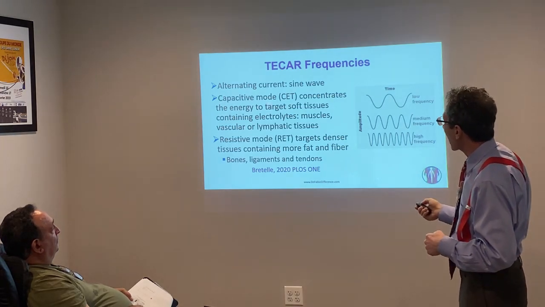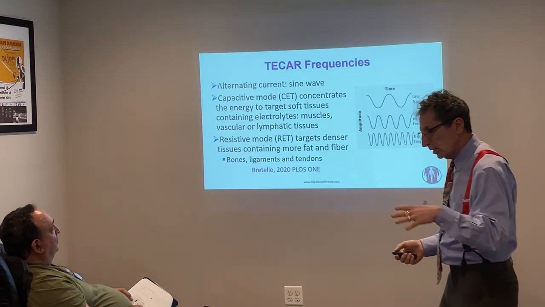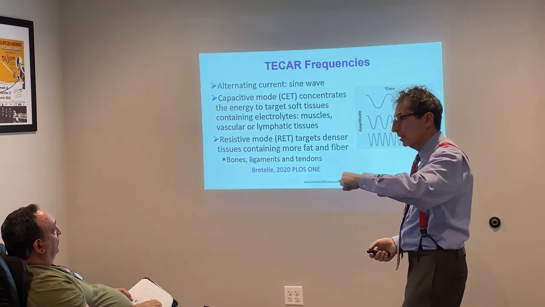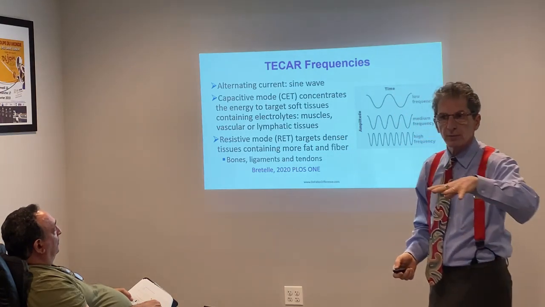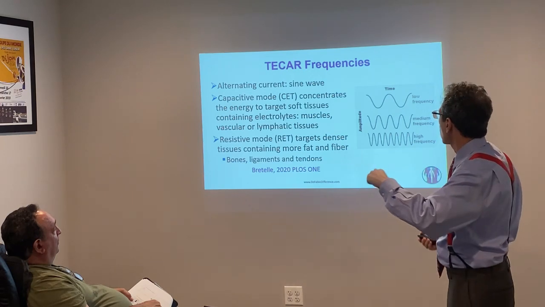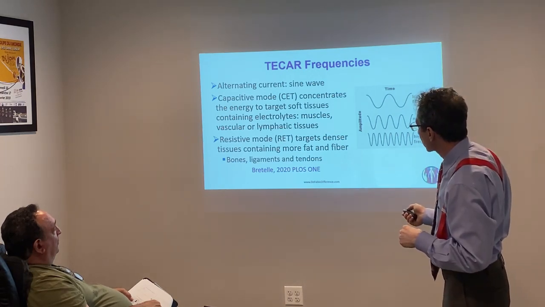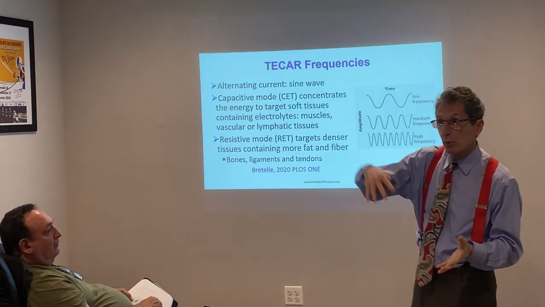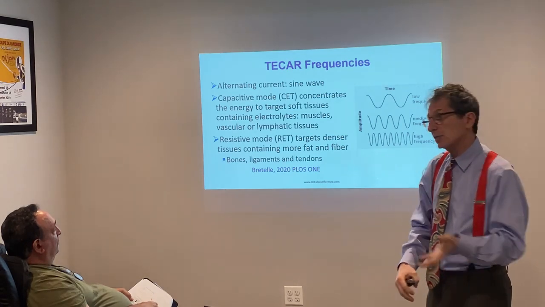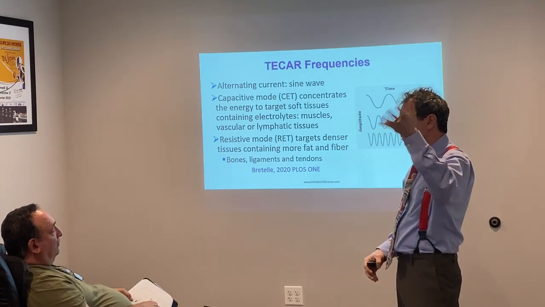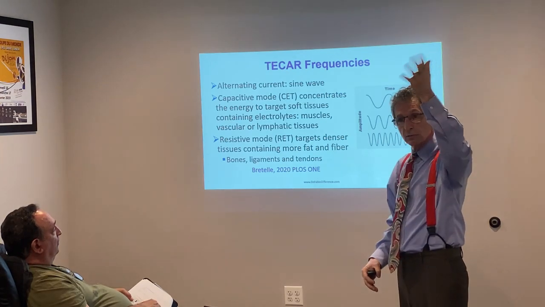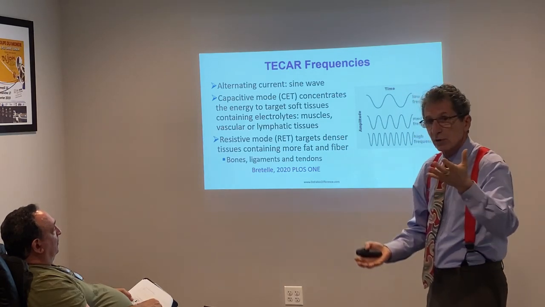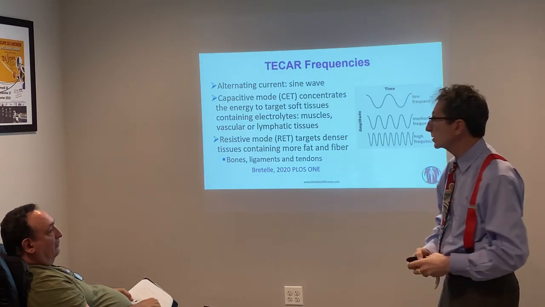So they have different frequencies. They call it capacitive mode. Well, that's going to be more superficial. It's going to focus in on the muscles, on the tendons, tissues that have more fluid in them. Okay? Whereas you're going to have a resistive mode, a different frequency. It's going to be a lower frequency, so you're going to get more penetration. So your capacitive mode's a little higher, close to 1,000, and your resistance is going to be closer to 300, and then you can get different levels of penetration. That's why it's kind of cool.